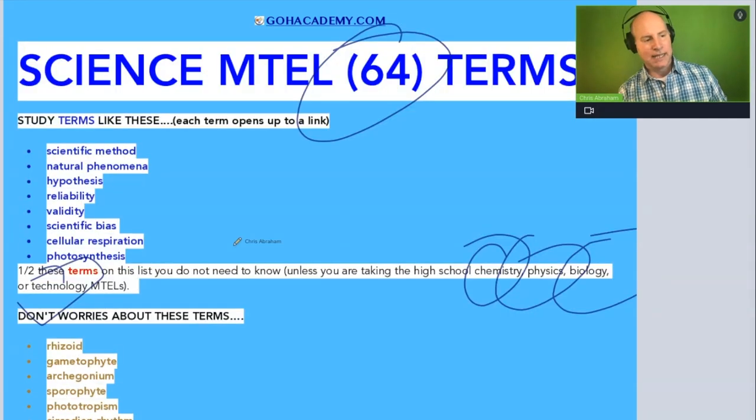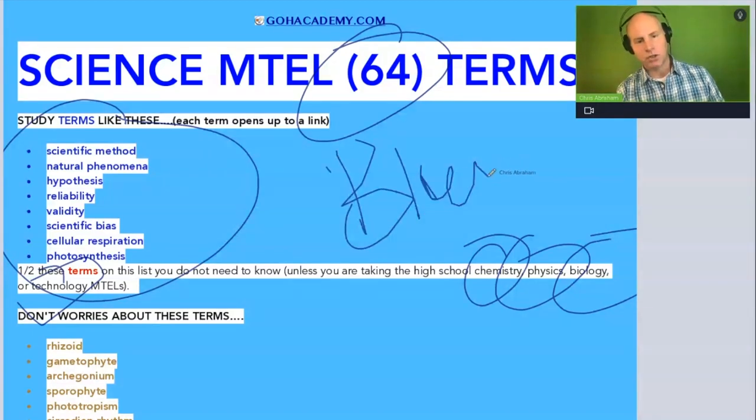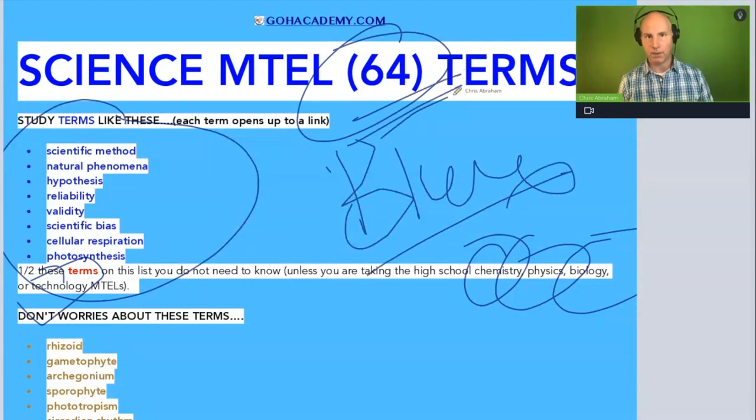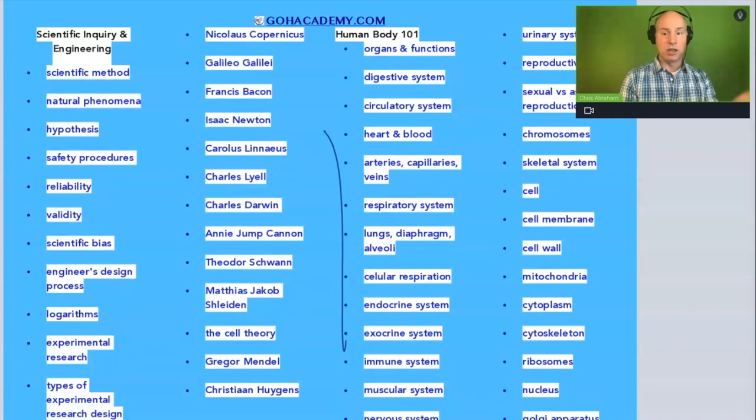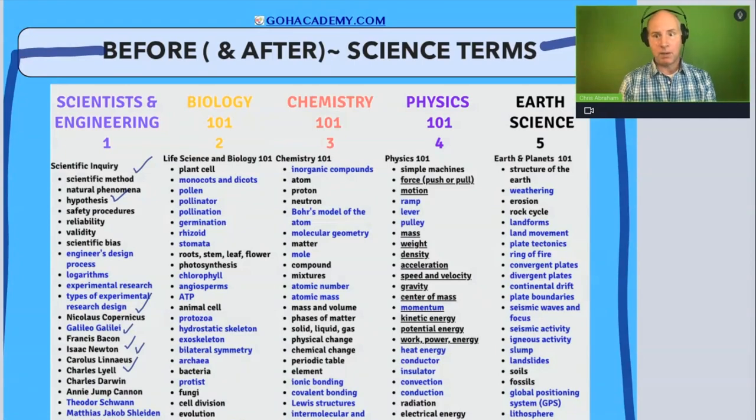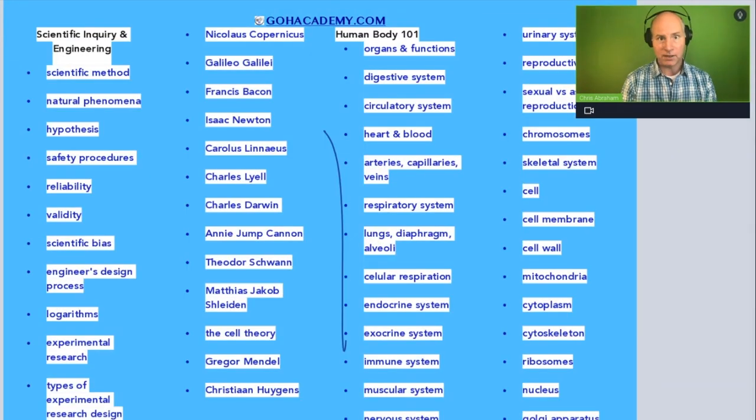You need to approach this list and you must know these terms in blue. You must know the terms in blue if you're doing the 64. You do not need to worry about these terms in green, okay? Don't even worry about them. But you need to look at this list here. And a lot of these terms overlap, but you can see there's a lot more terms here.